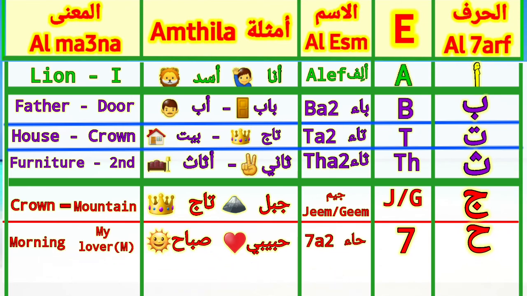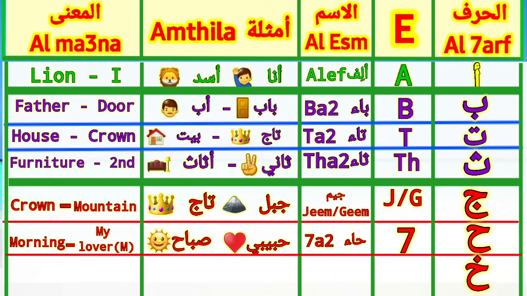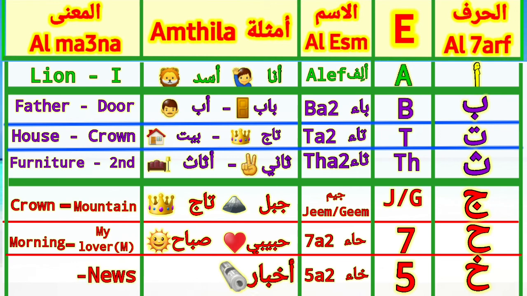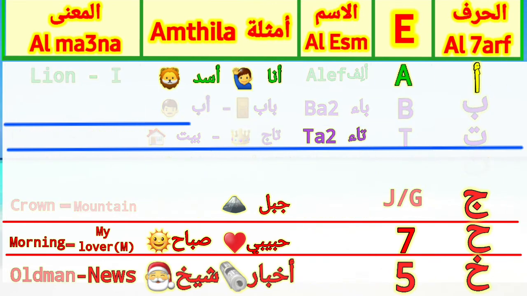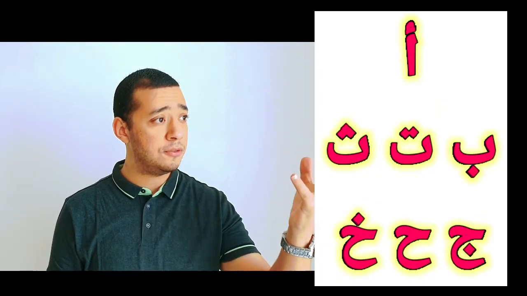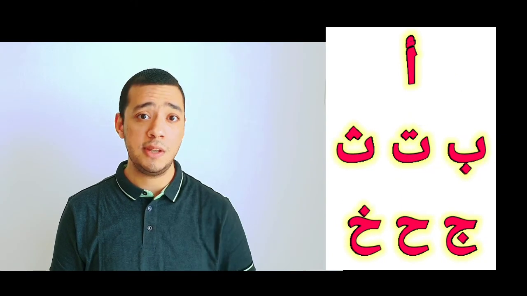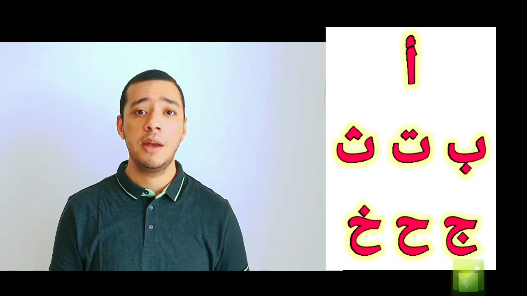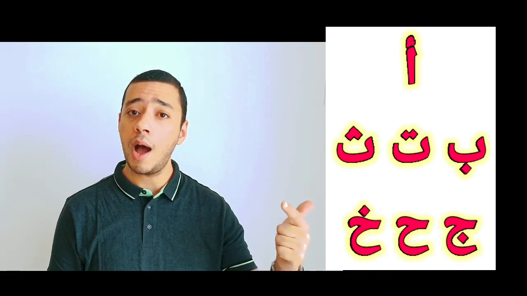And the last sister in Al-Majmu'a Al-Ula, the first group, was Kha, with no equivalent for it. It's a new sound, which is the number 5 in Franco-Arabic. خ. Examples: we said أخبار, which means news, and Sheikh, which means old man or a religious scholar. You see, that's the best way to remember this first group. I have Alif by itself, and then I have 3 twins, 3 sisters, Ba, Ta, Ta, and then I have 3 more sisters, Jim, Ha, and Kha.